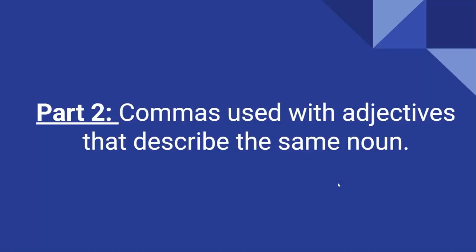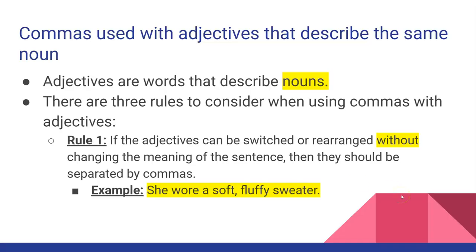All right, moving on to part 2, we're going to be talking about using commas with adjectives when those adjectives are describing the same noun. If you're thinking, hey, Miss Dangerfield, those words are things that I'm not super familiar with, I'm going to tell you you're in the right spot because we're about to learn what adjectives and nouns are. We're going to talk about commas used with adjectives that describe the same noun. There are 3 rules, but before we get into those 3 rules, we need to make sure that we understand what adjectives and nouns are.